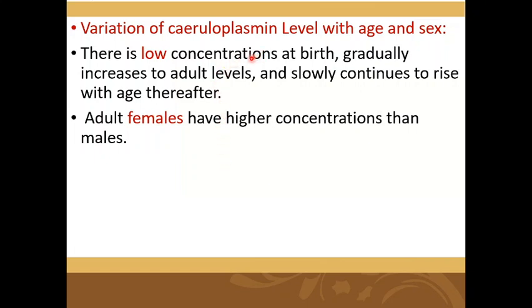The level of ceruloplasmin varies with age and sex. There is a low concentration at birth, which gradually increases and slowly continues to rise with age afterwards. Adult females have a higher concentration than males.